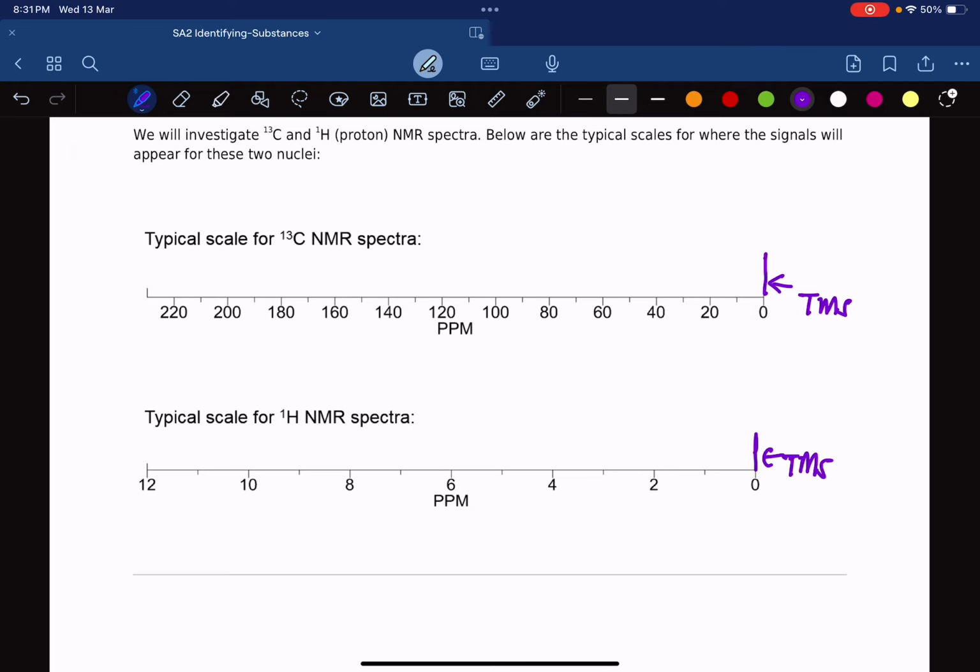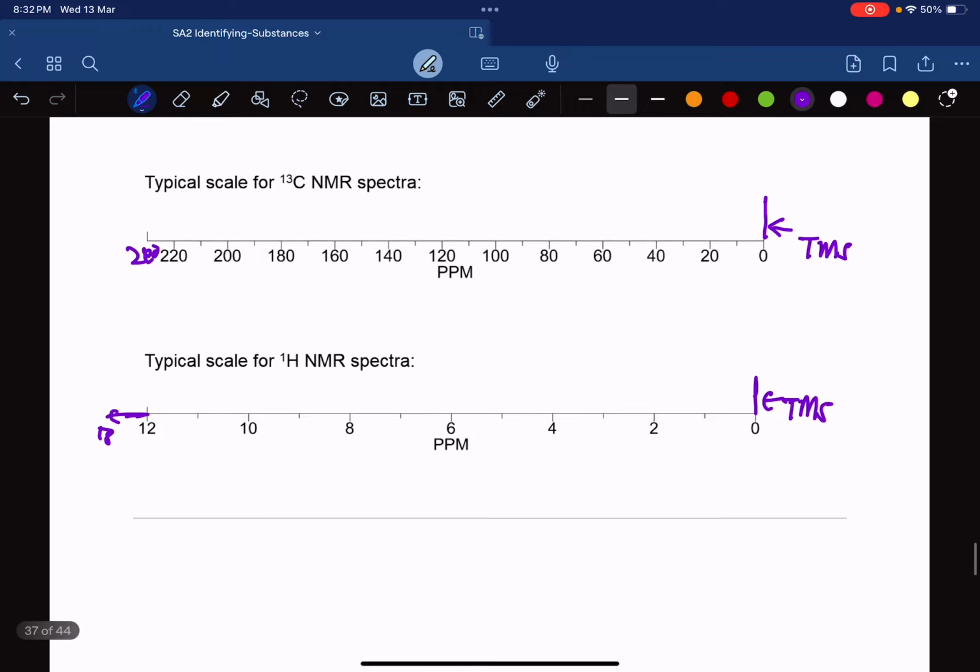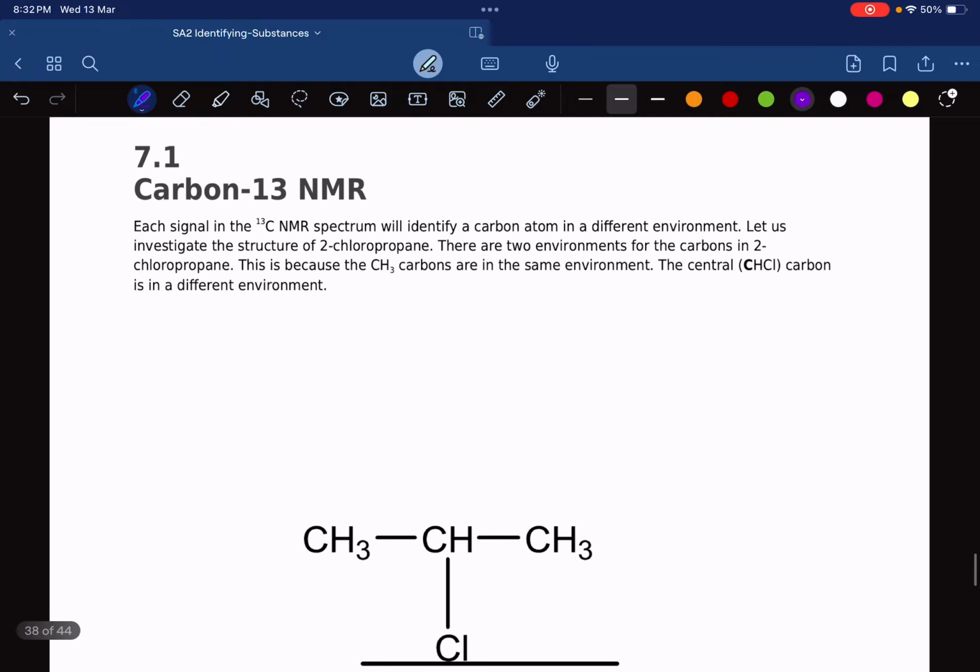So for carbon, right, it generally goes from 0 to about 220, 240 here. And then for hydrogen, it may go from 0 to about 12, maybe a maximum of 15. Okay, so the frequency range for hydrogen is smaller. Meanwhile, for carbon, it is bigger. All right, so we're going to look very quickly at carbon NMR.